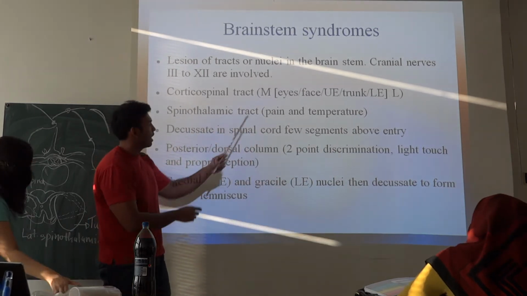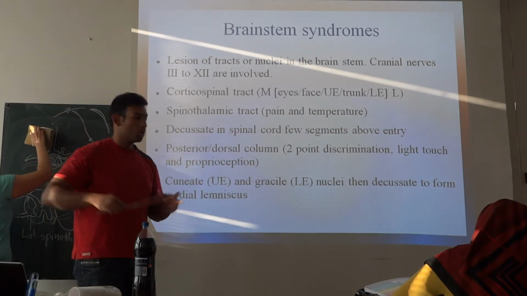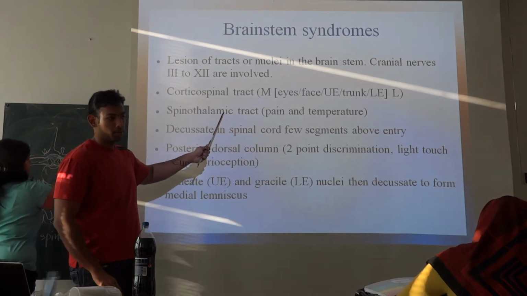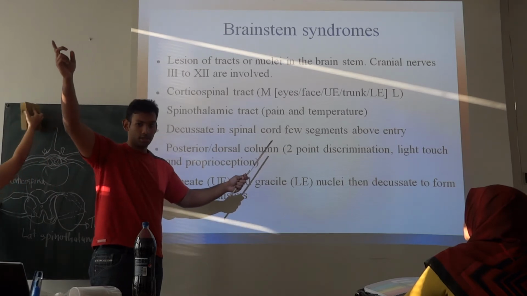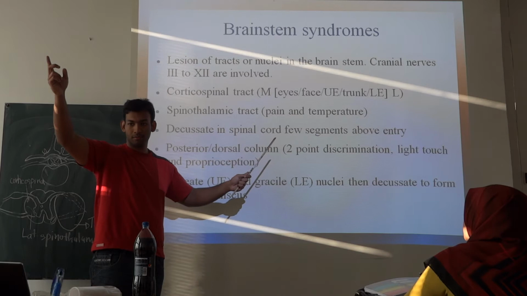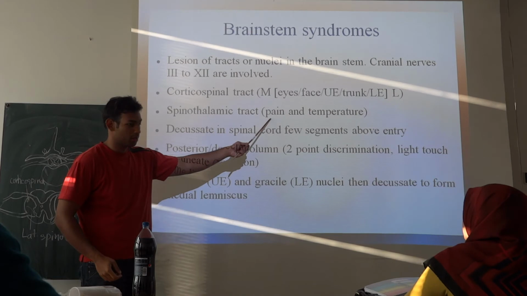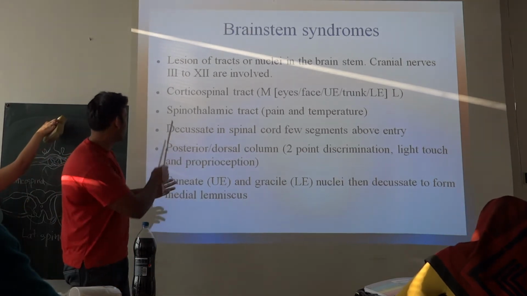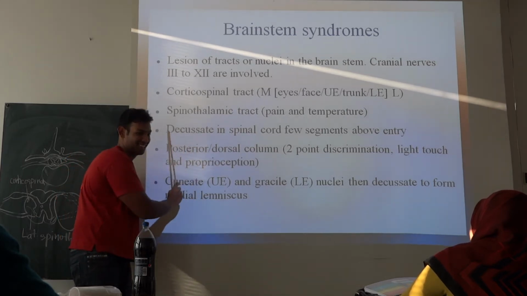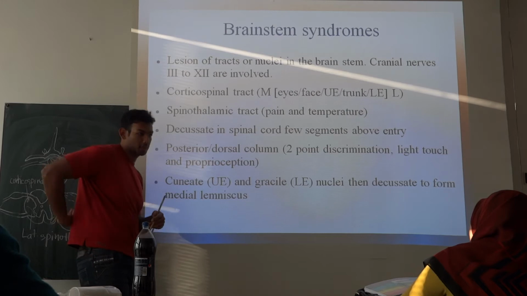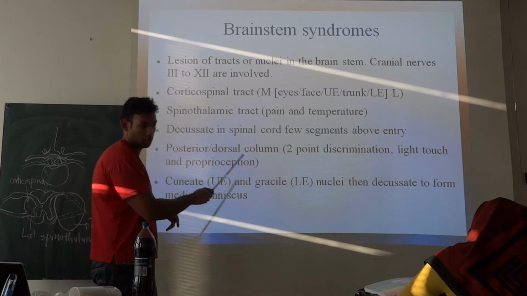And the spinothalamic tract, which controls pain and temperature. Where does this tract end up? It goes from the spinal cord into the brainstem and ends up in the... Which cortex is responsible for sensation? The sensory cortex. Yeah. So they end up there. The spinothalamic tract decussates in the spinal cord. She'll tell you about that.